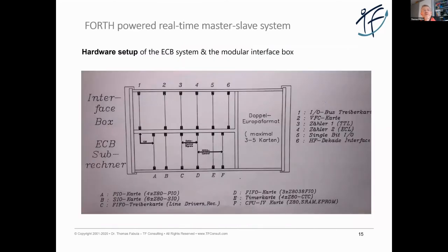Here you see a hardware setup. This is the interface box. We had some cards. As I mentioned, this was an ECB, called in German Europa Card Bus. I don't know whether you know it, but at that time it was very well known. Here you see the double Europa format. I think this was VME, yeah, the name was VME. And we had some of the cards implemented in here.